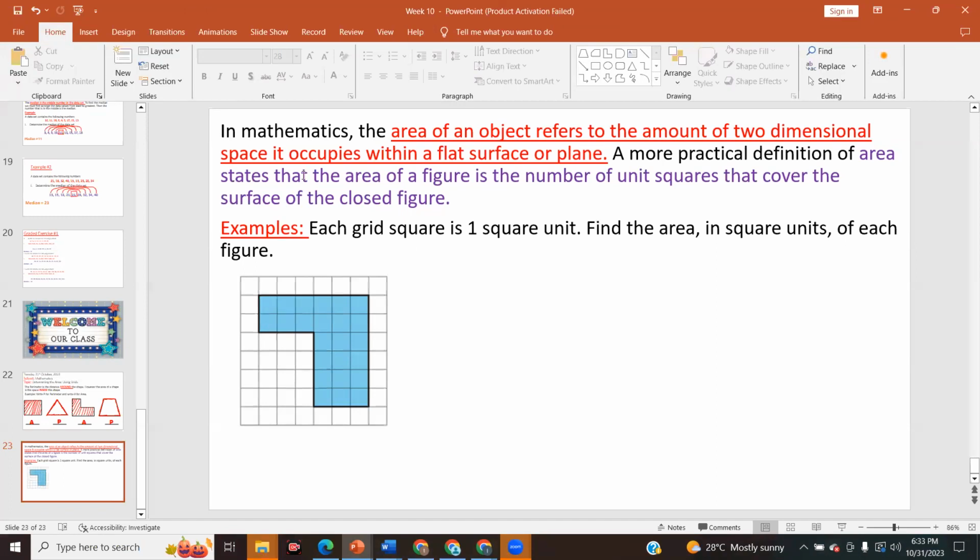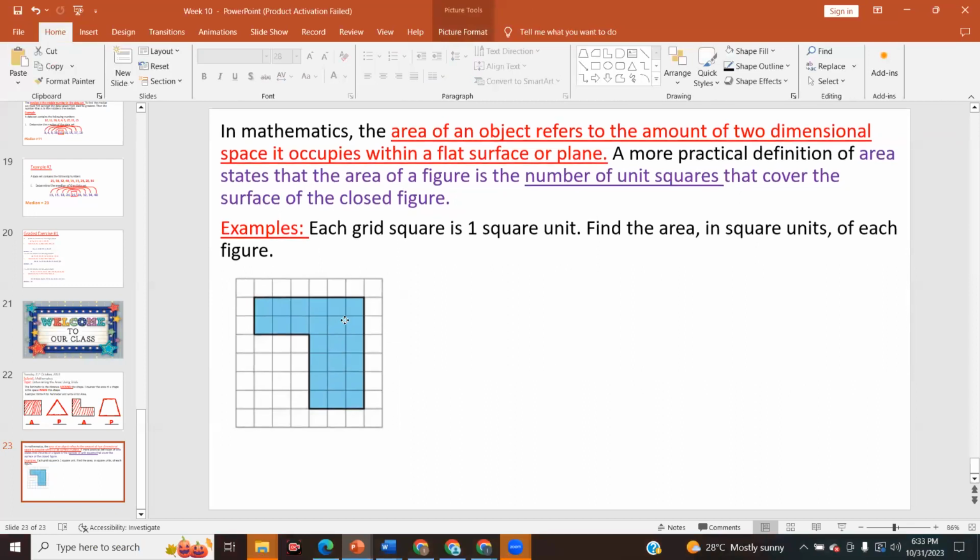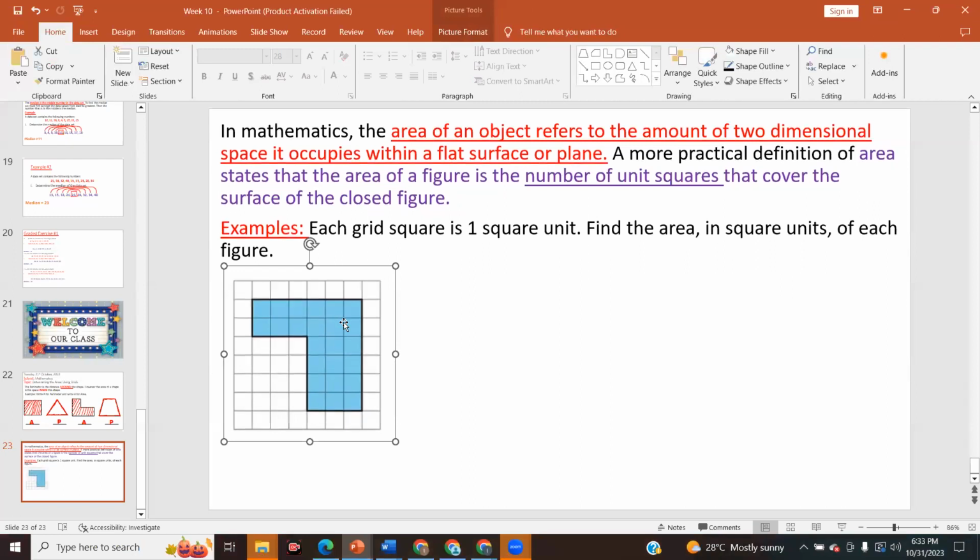So what did we say? We say that the area of the figure is the number of what? Square units, right? That covers the surface of the enclosed figure. So basically, the number of square units that could fit inside of the shape is called the area, all right? Basically, the area is the space inside of the shape.